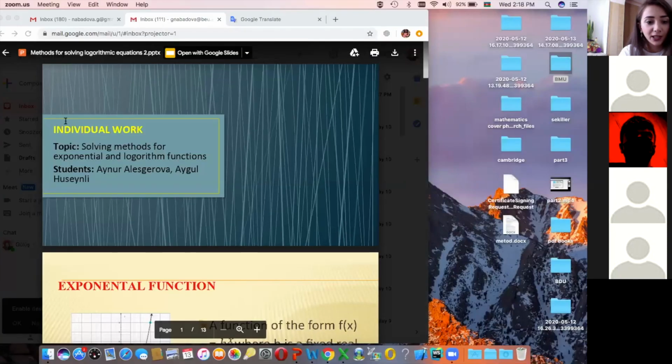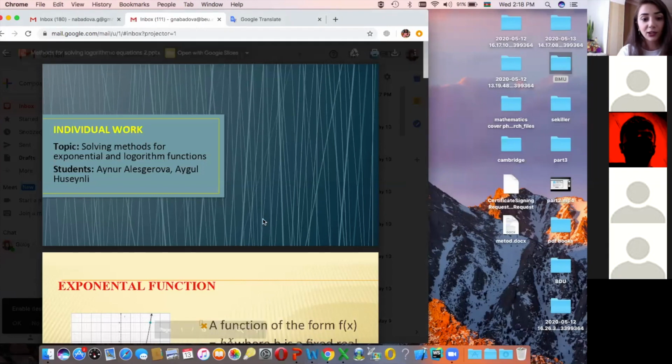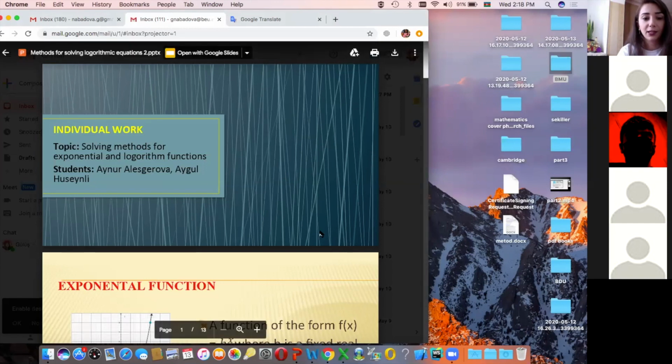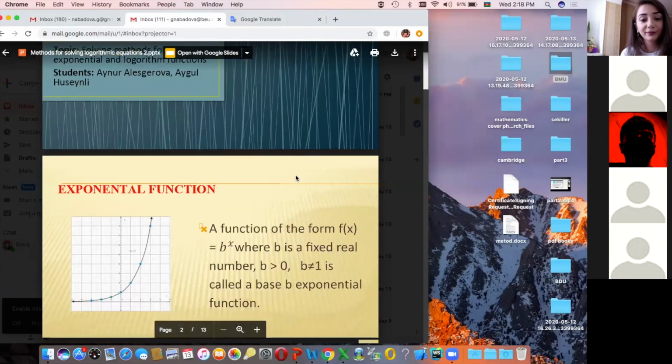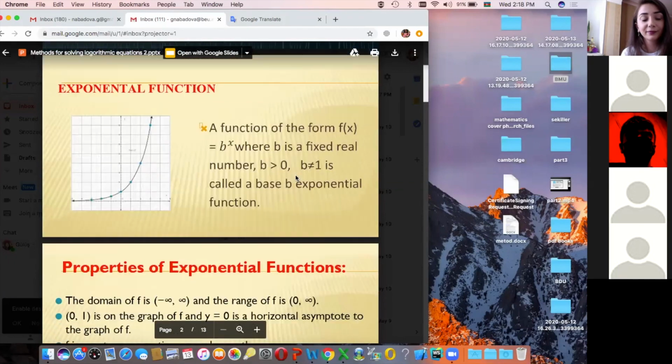First is exponential functions. This is the topic of Aynur and Aygül, yes? Yes. Okay, let's start. Please. I am Aygül and my partner name is Aynur. Today we will explain to you exponential and logarithmic functions. Firstly, we want to begin with the exponential function.